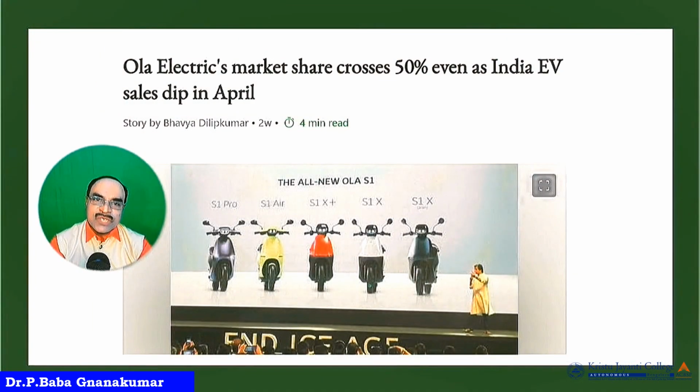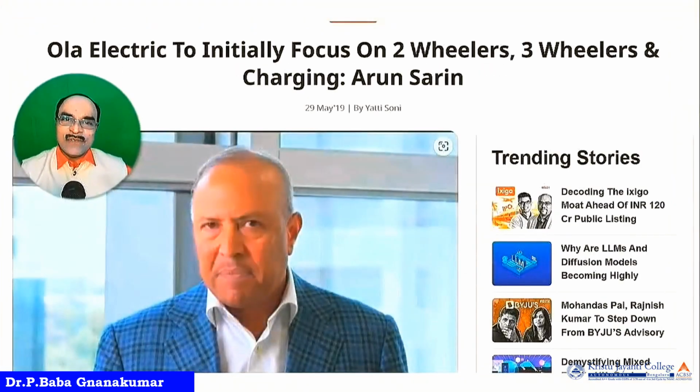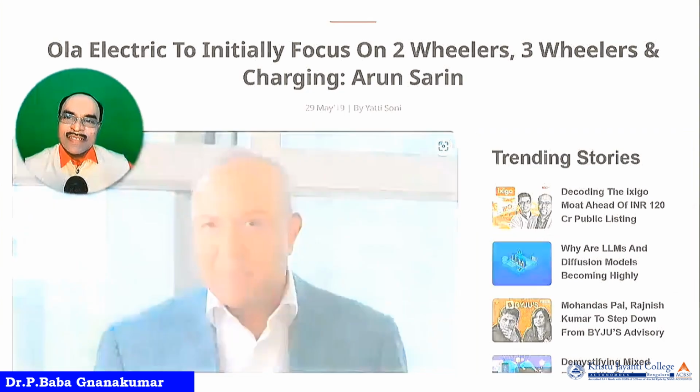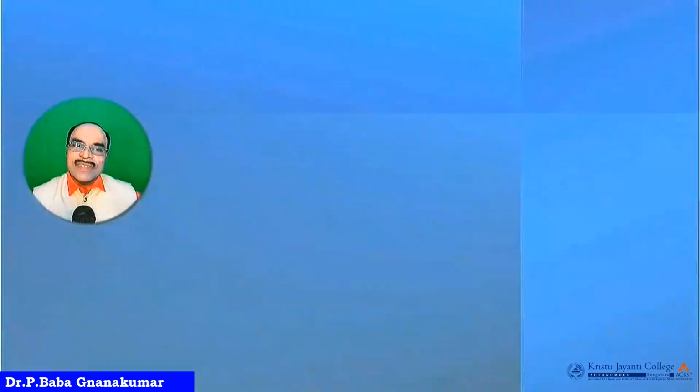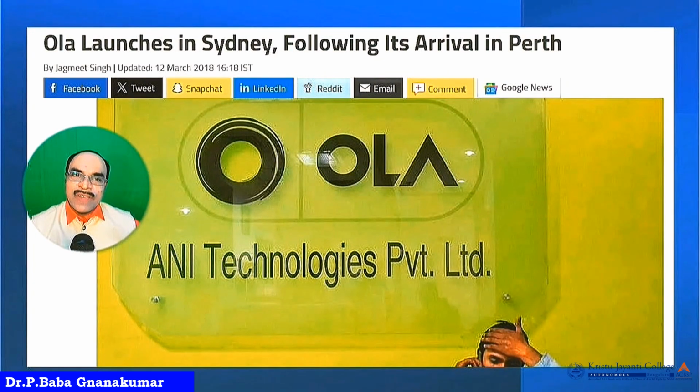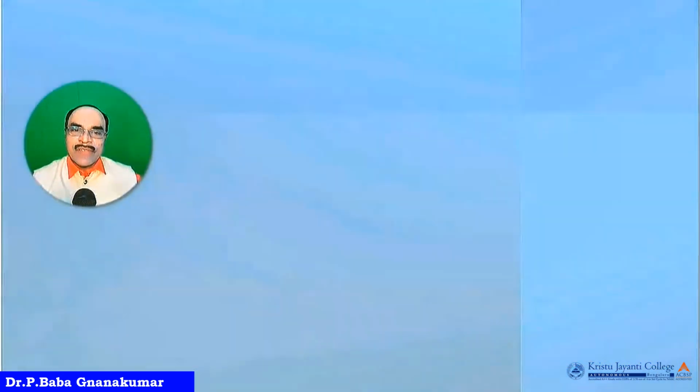So Ola Electric's share crossed 50%. But other electric vehicles in India were very few. They were decreasing, but the Ola electric vehicles market has been increasing. Now Bhavesh Agarwal clearly identified this. He decided to focus even on three-wheelers in Ola Electric, and Ola Electric decided to create a new business. SoftBank provided the funds. By that time, Ola also entered into the global market in Australia, in Sydney. So everything went on well.